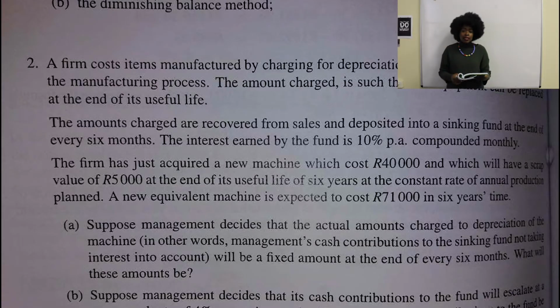Alrighty guys, so clear video sokwenza exercise ku page 157 ku module yakho. So kwenza number 2 sijonge escalating depreciation. Umzekelo ufundeka ngohlobo. A firm costs items manufactured by charging for depreciation of the plant and equipment used in the process.